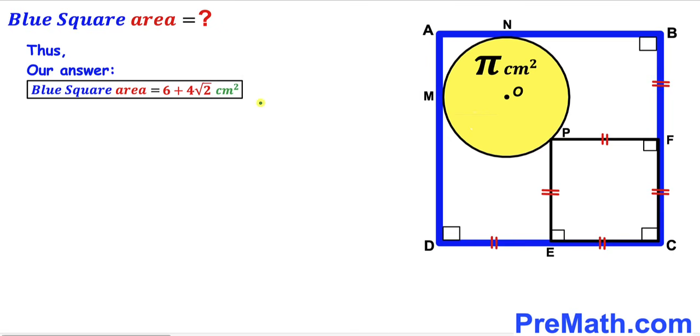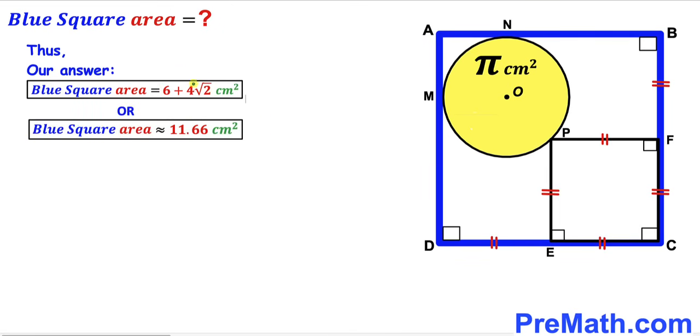centimeter square. So after all the calculations and manipulations, the big blue square area turns out to be 6 plus 4 times square root of 2 centimeter square. And that is going to be approximately equal to 11.66 centimeter square as well. And that's our final answer.